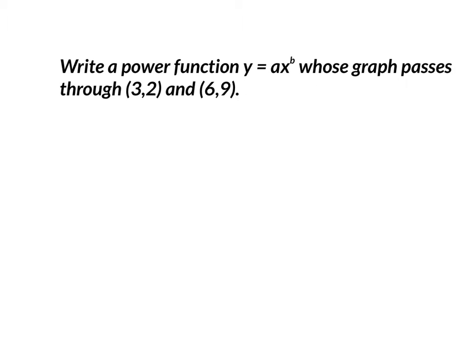All right. First thing, write a power function y equals ax to the b power whose graph passes through those 2 points. So what I'm going to do, they pass through the points because they work, obviously, like always. So I'm going to plug them in right there. I'm going to put the 2 for the y, and the 3 for the x, to the b power. Do the same thing with the other point. Put the 9 for the y and the 6 for the x.